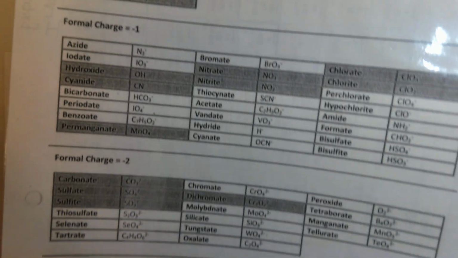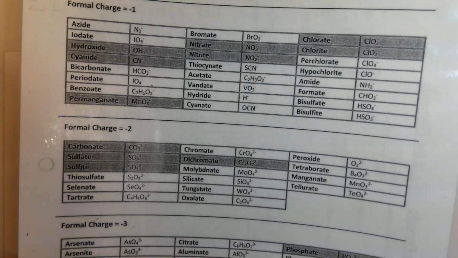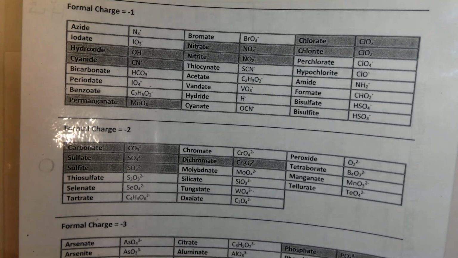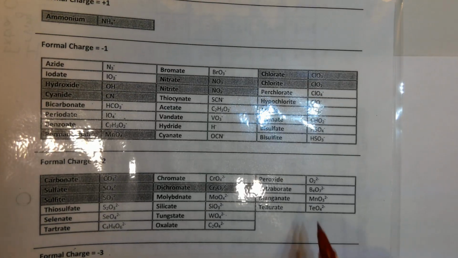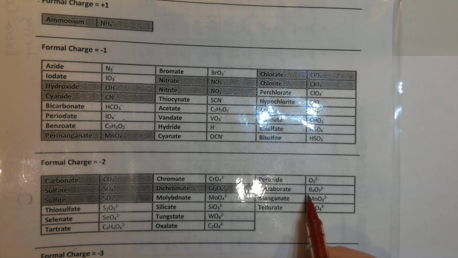This is going to be sodium tetraborate. And if we grab our polyatomic ion sheet, we can see that tetraborate is right here, B4O7 2-.